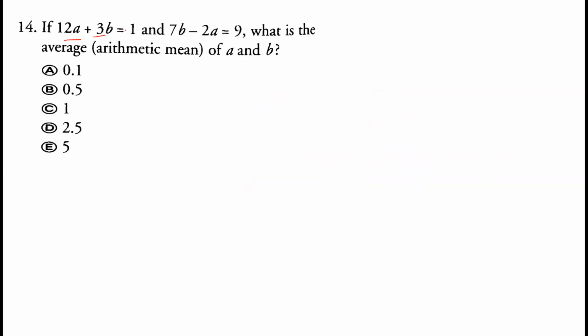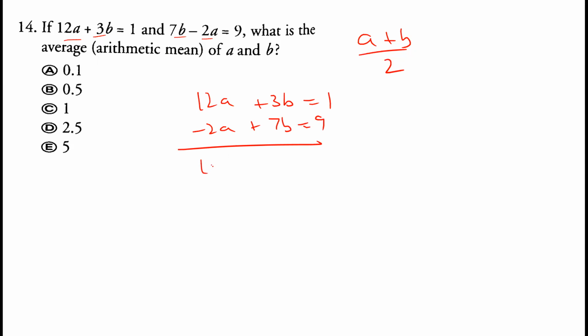Question 14. If 12a plus 3b equals 1, 7b minus 2a equals 9, what is the arithmetic average of a and b? We need to find (a plus b) divided by 2. It would be quite cumbersome to find a and b individually, so the easiest thing we can do is add both equations. We have 12a plus 3b equals 1, and minus 2a plus 7b equals 9. If we add both, we get 10a plus 10b equals 10. If we divide both sides by 10, we get a plus b equals 1. So (a plus b) divided by 2 will be equal to 1 over 2, that is 0.5. Hence option B is correct.